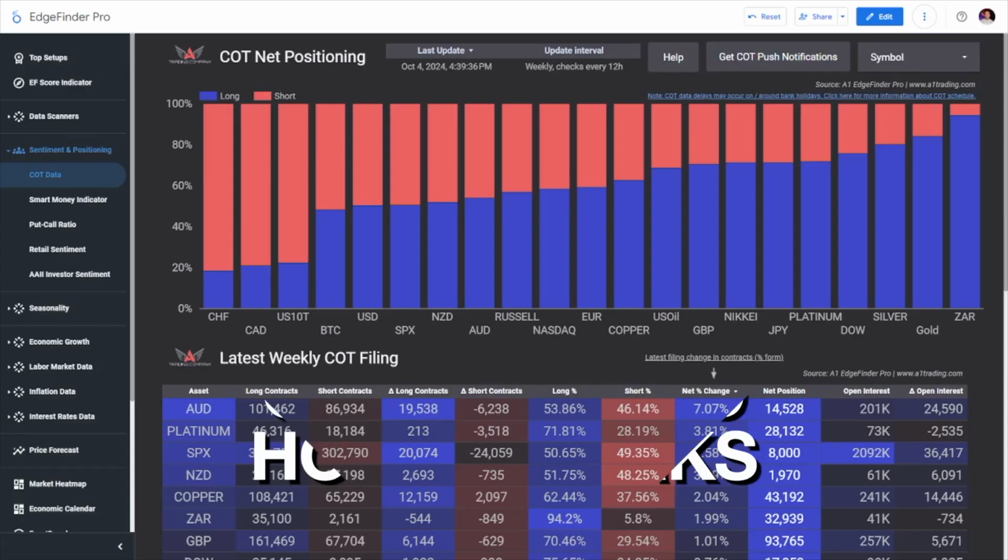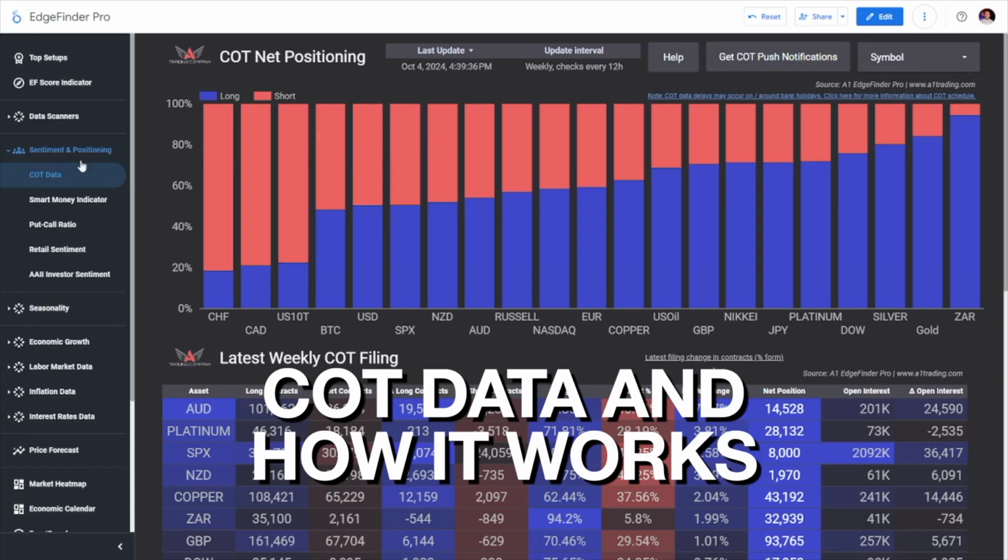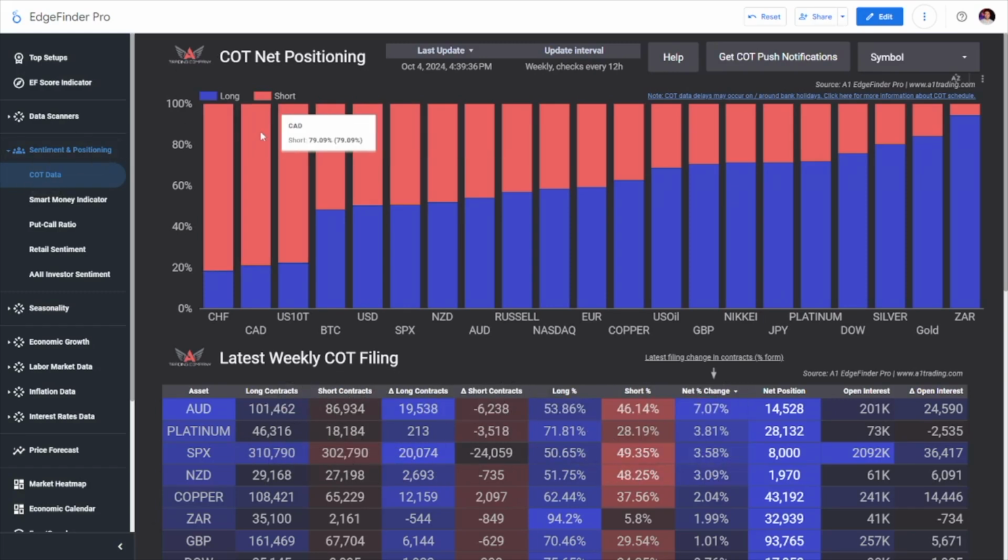In this next chapter of the video, we're going to be discussing the commitment of traders data in the EdgeFinder, as well as how it actually scores the commitment of traders data into its final top setup score.